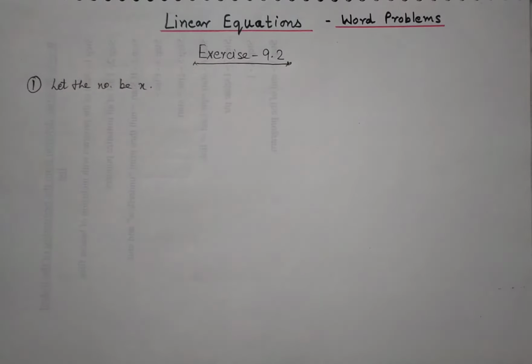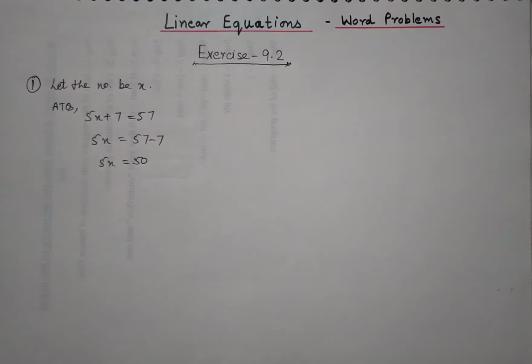Very first of all, we assume the number be x. So, we have taken let the number be x, and now 7 is added to 5 times the number. This means 5x plus 7, and that is equal to 57. So here we have got the equation 5x plus 7 equals 57, and now we have to solve for x. We have transposed 7 to the other side, and we have got 5x equals 50, and now x will be equal to 10. This means the required number is 10.